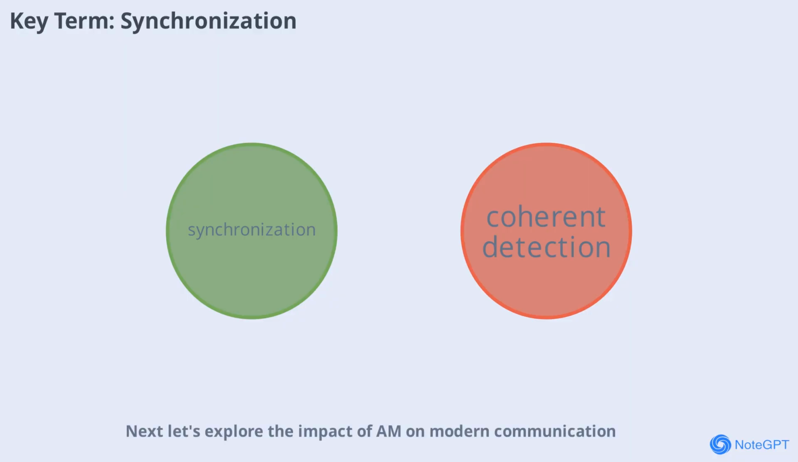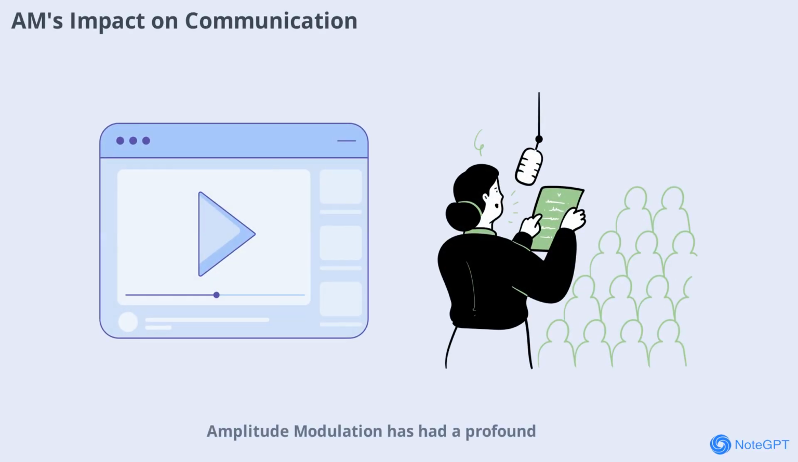Next, let's explore the impact of AM on modern communication. Amplitude modulation has had a profound impact on the development of communication technology. Its simplicity and effectiveness paved the way for mass media, emergency communication, and global connectivity. Even as newer technologies emerge, the principles of AM continue to influence the design and operation of modern systems. Understanding AM is essential for anyone interested in the field of electronics and communication.